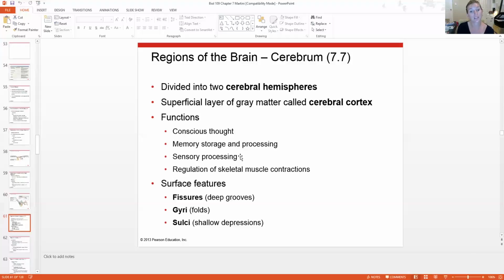On the surface of the brain, there are fissures, there are gyri, and there are sulci. Fissures are really deep grooves, like in between the 2 hemispheres of the brain. There's a deep longitudinal fissure, right? But the brain itself has little mountains and valleys on it. Those are the gyri and sulci.